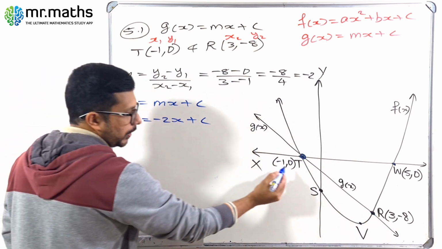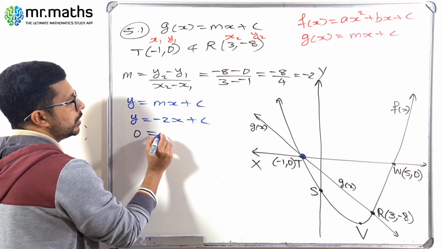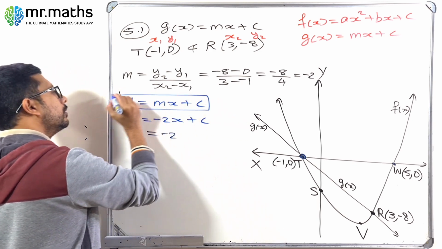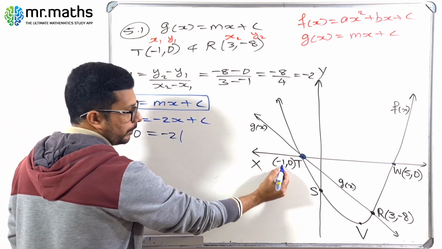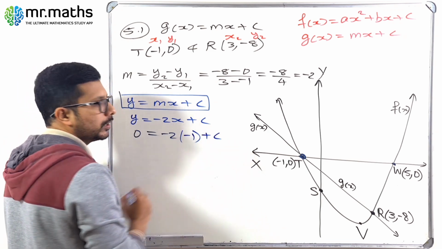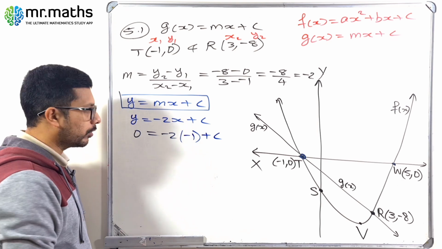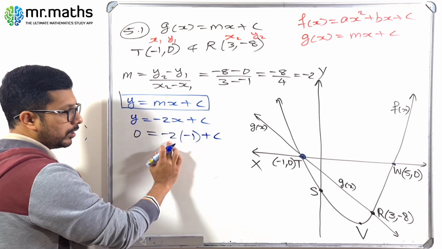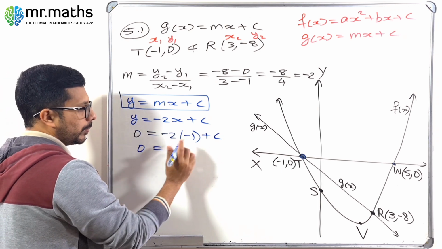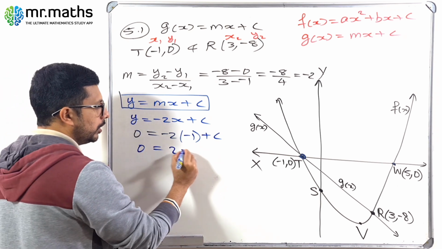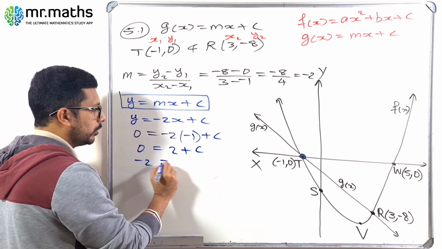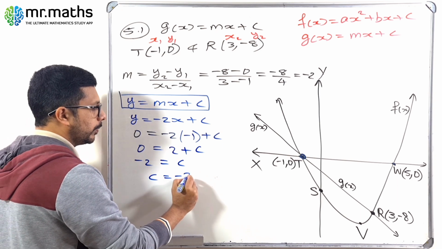So y = 0. So 0 = -2 into x, this is the formula, yeah? What is x? x is minus 1. I substitute the value of x as -1, plus c. We don't know the value of c. That is what we are going to find. So 0 = -2 times -1 plus c. Minus times minus is positive, 2 times 1 is 2, plus c. If I take this 2 to this side, it is minus 2. So c is equal to -2.